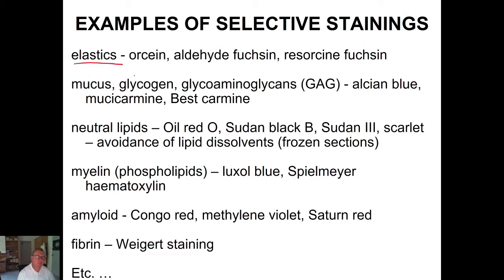Elastic fibers are special fibers of connective tissue, and they are usually invisible or hardly visible in synoptic staining because they don't bind basic or acidic dyes, but they can bind special dyes like orcein, which is brown, aldehyde fuchsin, which is purple, or black resorcin fuchsin if we use it, and such slides we have got.